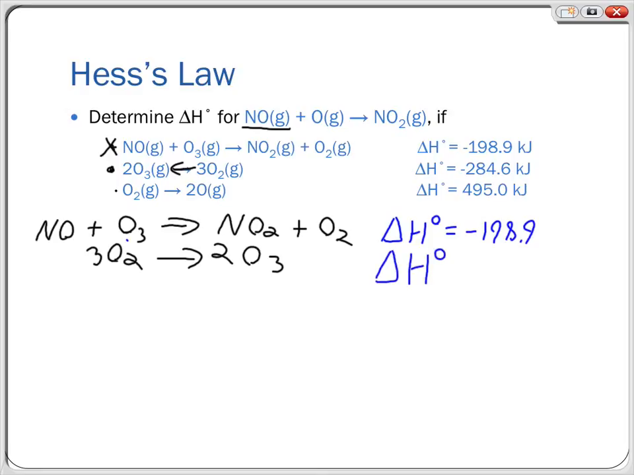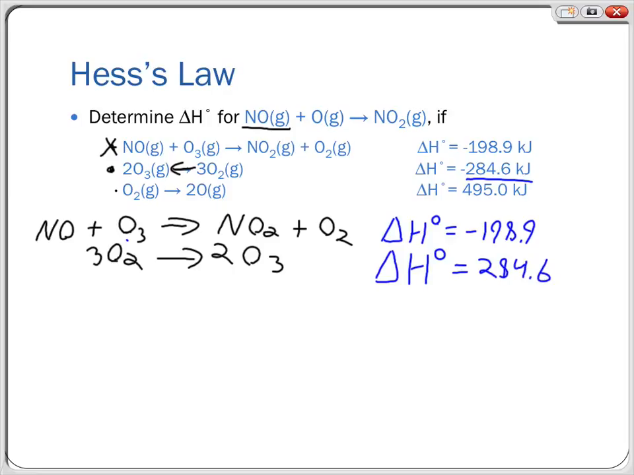Now the process of doing that, of course, does change our delta H naught because we shifted the direction of the reaction. So originally it was negative 284.6, and so in this case, because we shifted the reaction, it's going to be positive 284.6. All right, so positive 284.6.